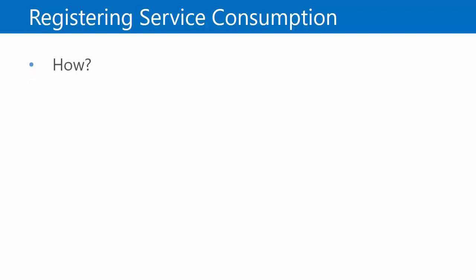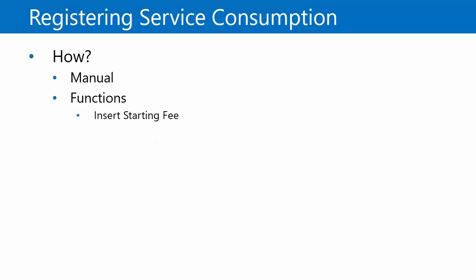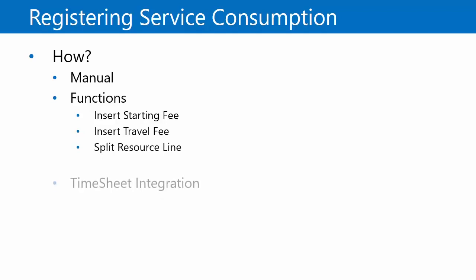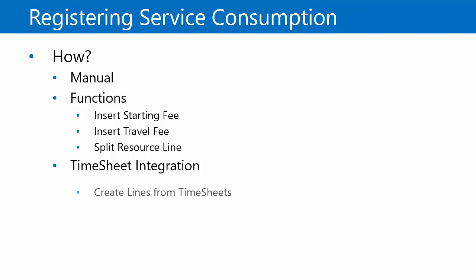How are we going to do that? Well, we can do it in a manual way. We can use functions. We have seen the parameters to configure these functions, so we will use the insert starting fee, the insert travel fee, the split resource line, and finally we can also integrate with the timesheet entries that we have made with the create lines from timesheets. Let's have a look how this all works.